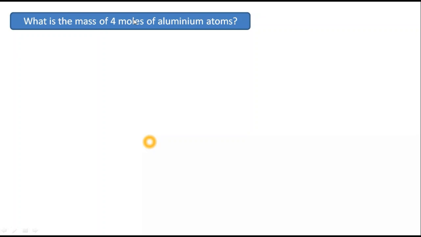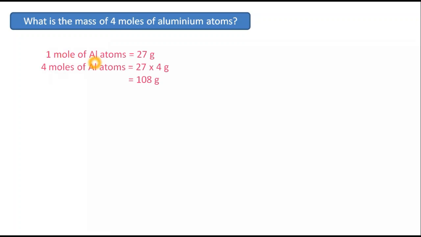Now the next numerical is, what is the mass of 4 moles of aluminium atoms? Now we are given the number of moles, and we need to find the mass of 4 moles. We know that 1 mole represents the gram atomic mass, or gram molecular mass. Here we are having 1 mole of aluminium atom, and that is equivalent to gram atomic mass.